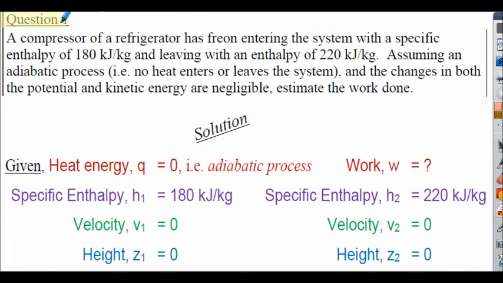So here's question 1, commencement of the solution. As always, extract the information from the question. Note in this question it does say it's an adiabatic process, so Q is equal to 0. And we have to calculate the specific work done. The question states that changes in both potential and kinetic energies are negligible.